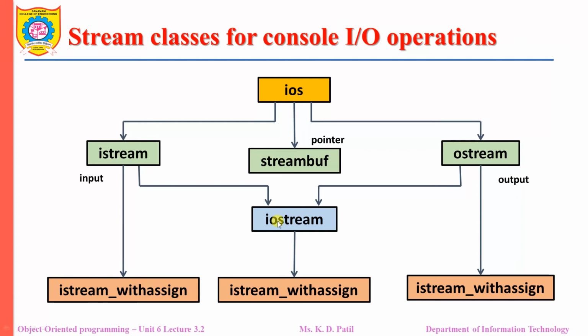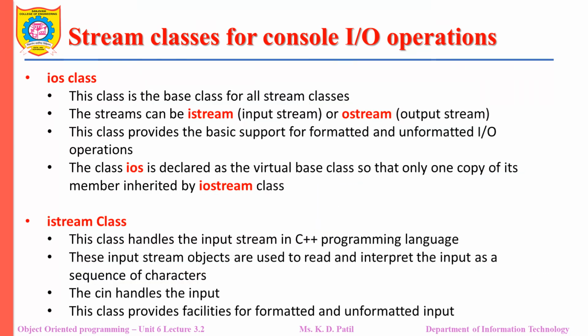Now let us see IOStream class. This class provides the facilities handling both input and output streams, and this class is inherited from iStream class and OStream class. The remaining three add the assignment operators to the classes. These are the important stream classes used for console input-output operations in C++ programming language.